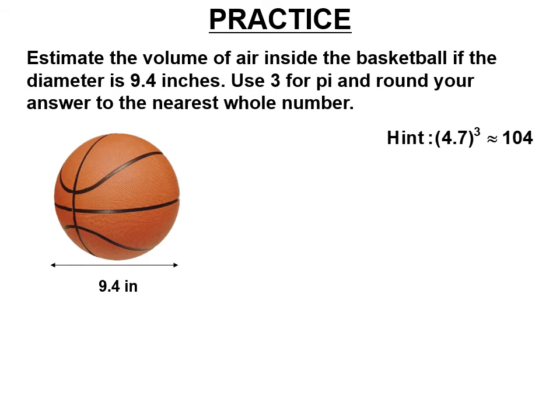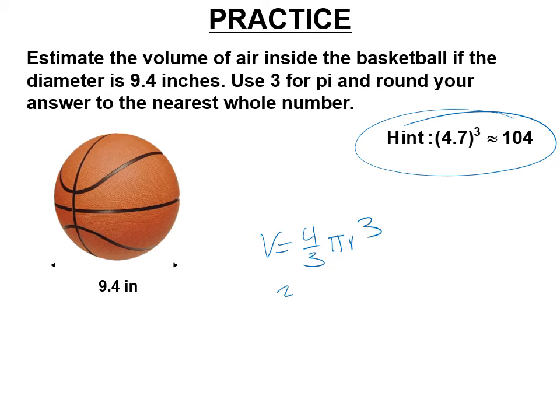All right, so we're going to find the volume of air inside a basketball. So I gave you a little hint here so we don't reach for a calculator. So the volume of a sphere is 4/3 pi r cubed. So we're going to be approximately 4/3. It says use 3 for pi. That lets us cancel right there. And the radius is not 9.4. That 9.4 is the diameter of a regular basketball.